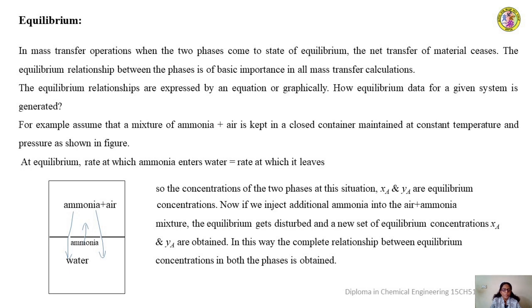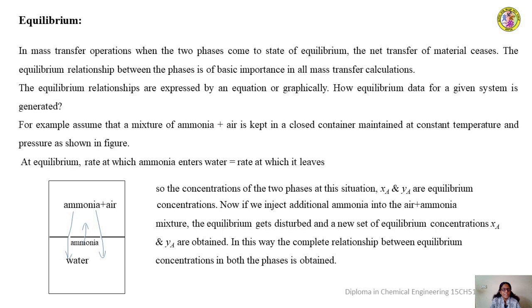Now if you measure the concentration of ammonia in water and air at this stage, and represent that concentration in terms of mole fractions, Ya for the gas phase, that is the air-ammonia mixture, and Xa for the liquid phase, representing the mole fraction of ammonia in water, then these two values are the corresponding equilibrium values for the given system of ammonia, air and water at the given temperature and pressure.